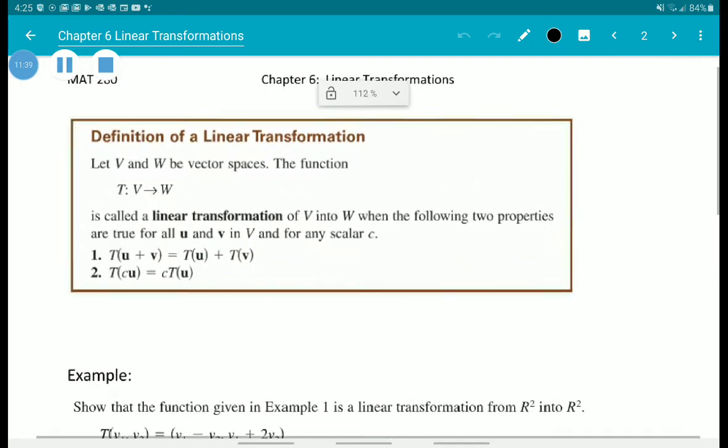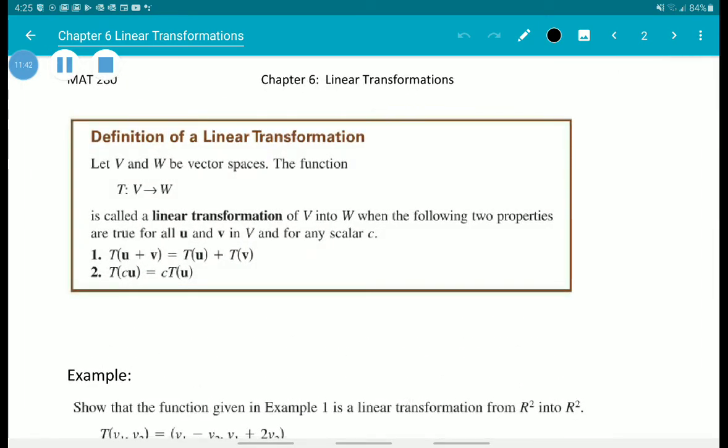So that takes us to our definition of a linear transformation. What is a linear transformation formally? We're going to let V and W both be vector spaces. The function T, that's your linear transformation from V to W, is called a linear transformation of V into W when the following 2 principles are true for every vector u and v and for any scalar.